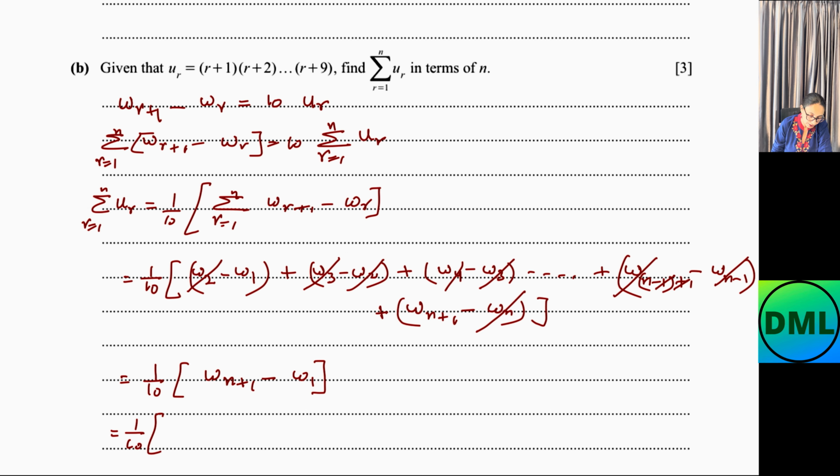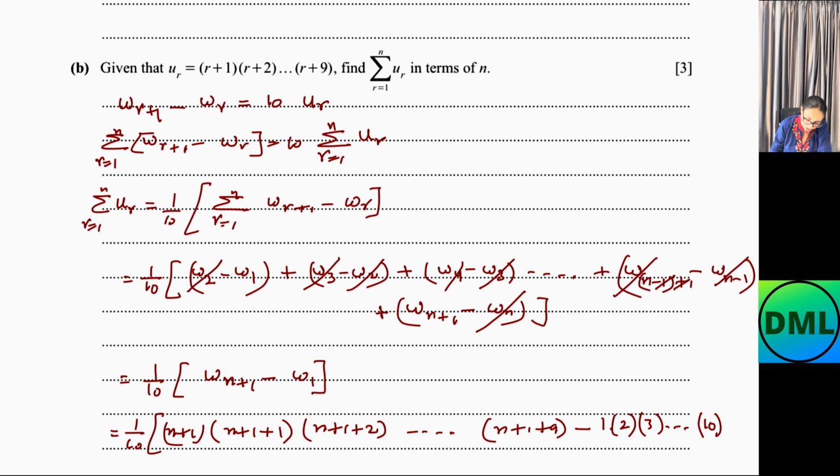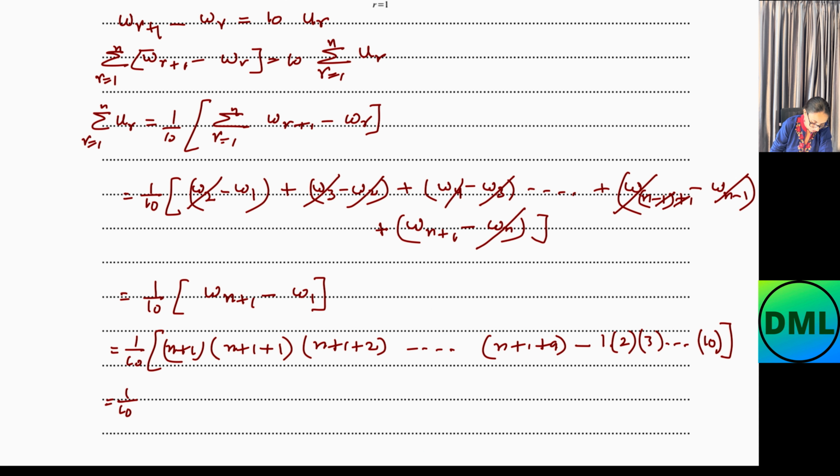The value will be written as (n plus 1)(n plus 1 plus 1)(n plus 1 plus 2), and so on till (n plus 1 plus 9), minus W1. For W1, I have to replace R by 1. So the values will be written as 1, 2, 3, and all of them multiplied by 10. If I solve that here, that will be equal to 1 over 10. This will be (n plus 1)(n plus 2)(n plus 3), and so on till (n plus 10), minus 1 cross 2 cross 3 till 10, which is written as factorial 10 here.